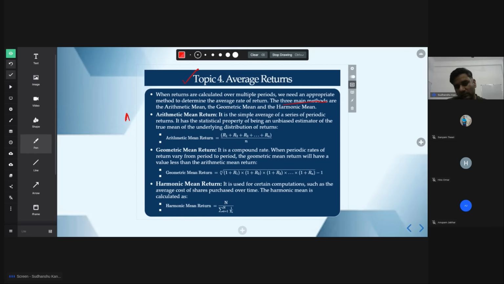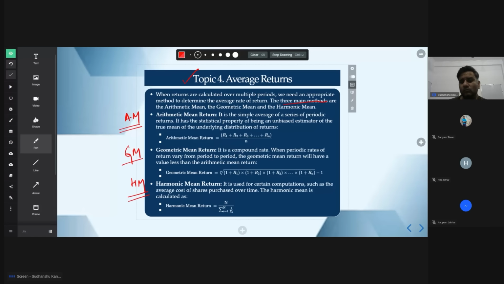One is your arithmetic mean, one is your geometric mean, one is your harmonic mean, and we should know where to use what. Right? That's the whole idea. You should be able to understand how to find arithmetic return, geometric return, harmonic return, and then where to use what, which we'll see in the next slide.